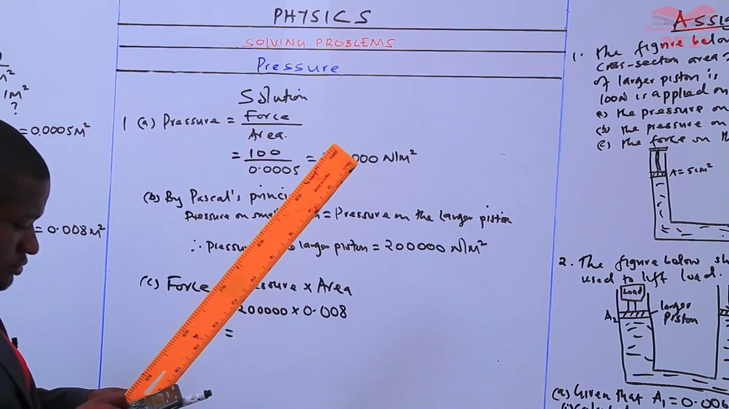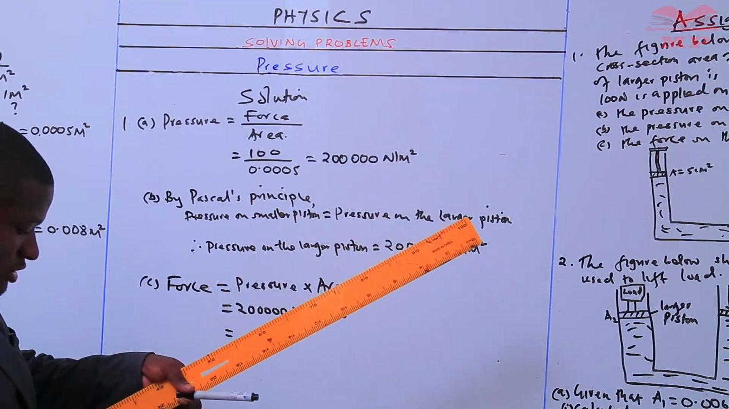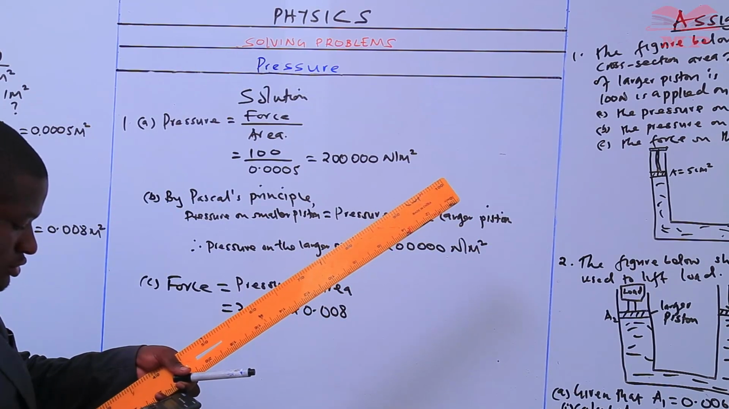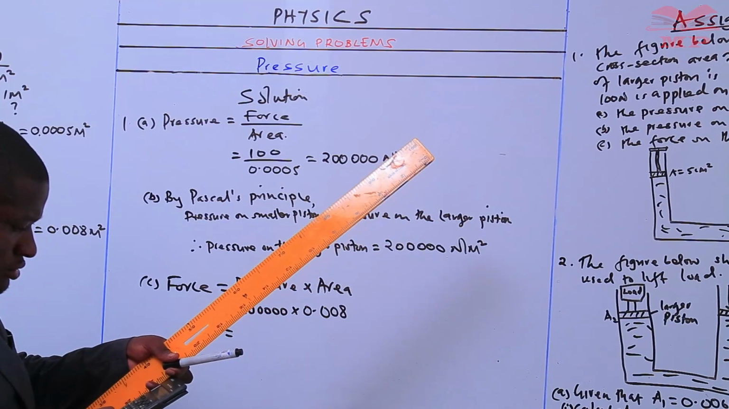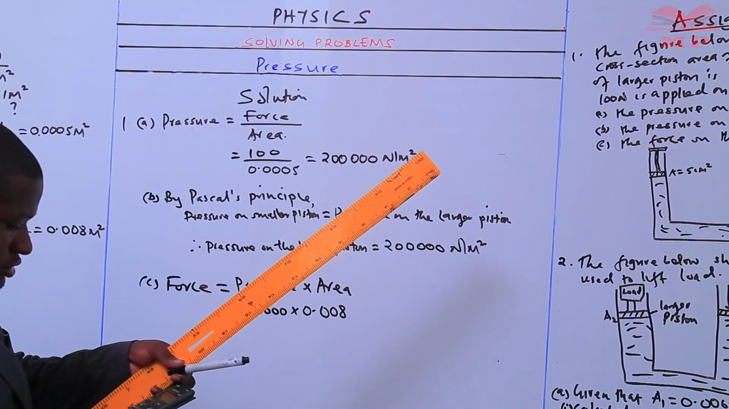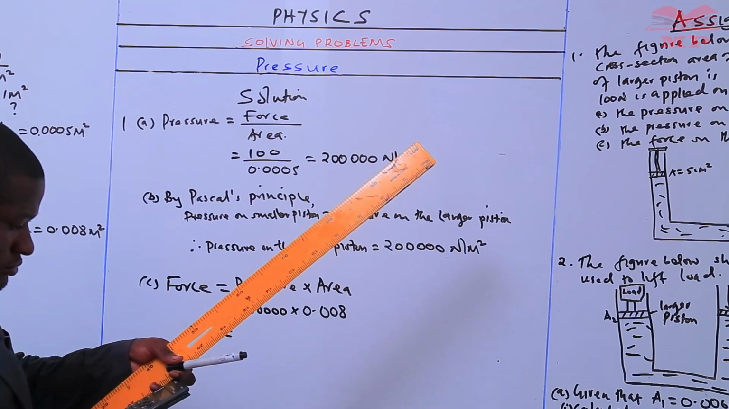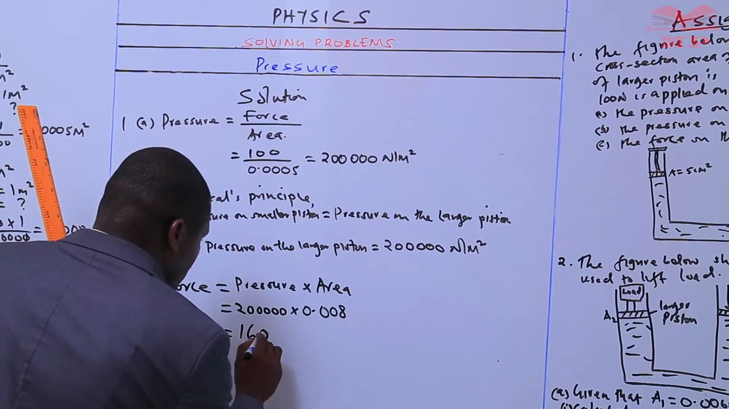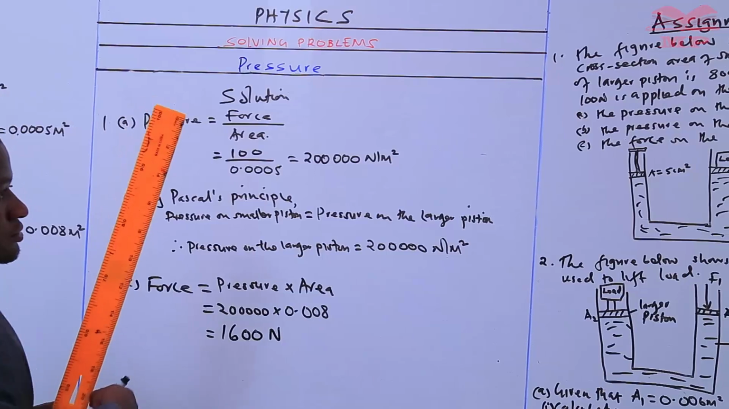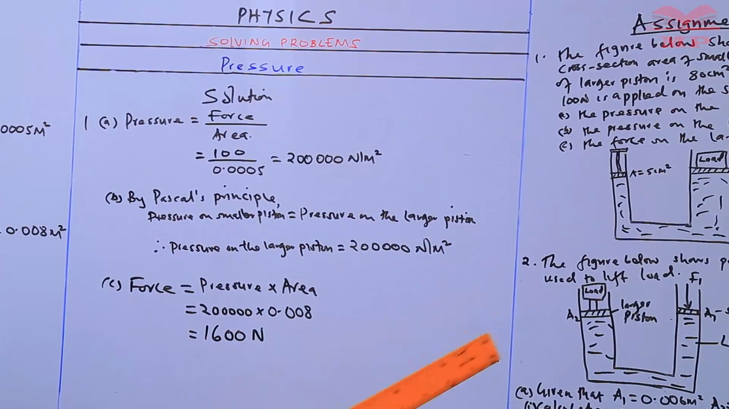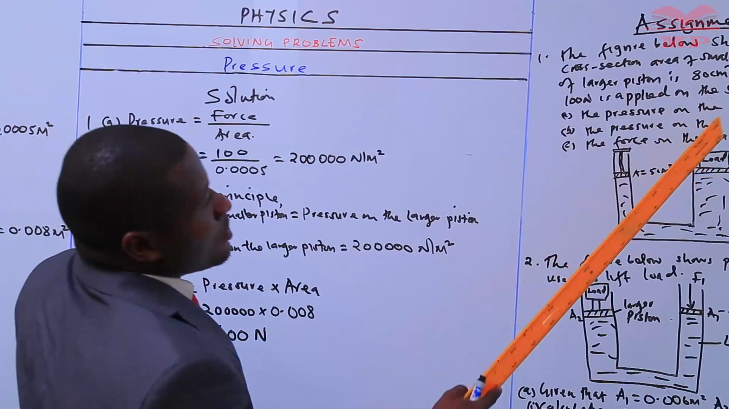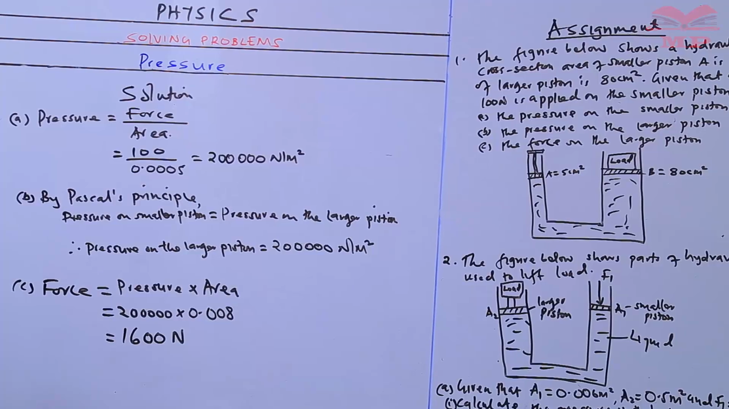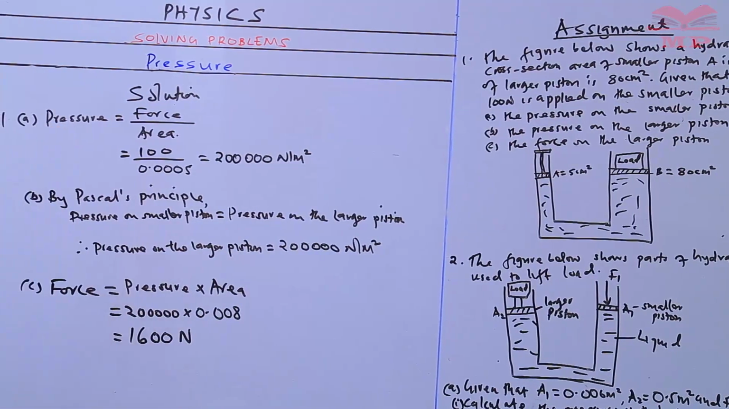So when I multiply 200,000 by 0.008, it gives me 1,600 Newton. This is the force that acts on the larger piston, or the load is exerting onto that area, experienced by that area. So that is how you are supposed to work it out.